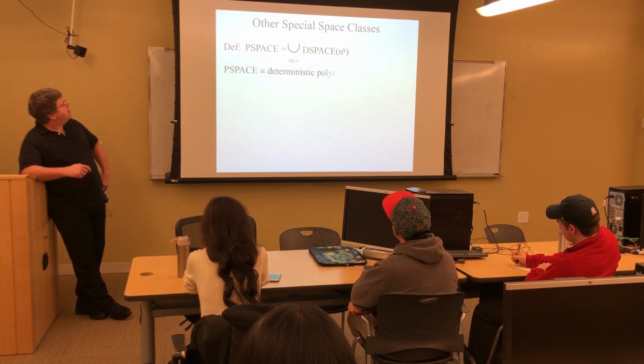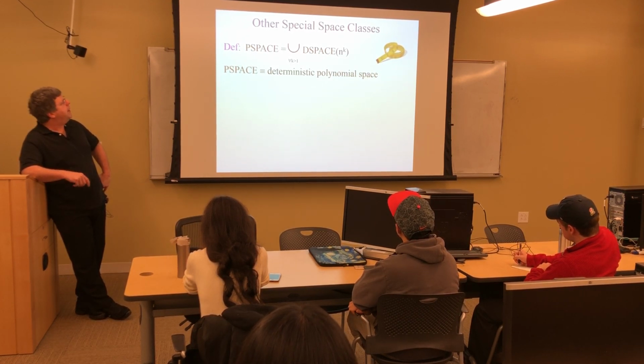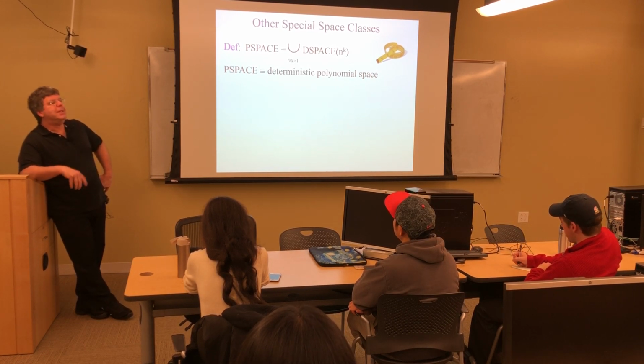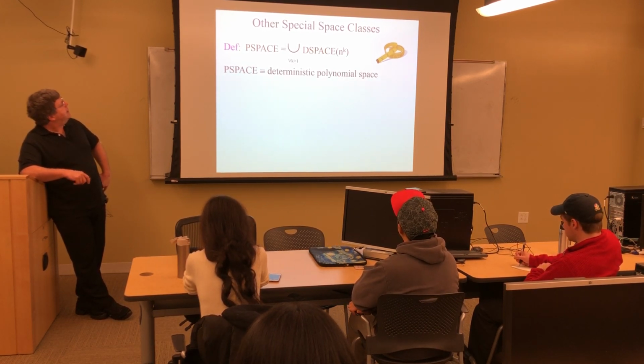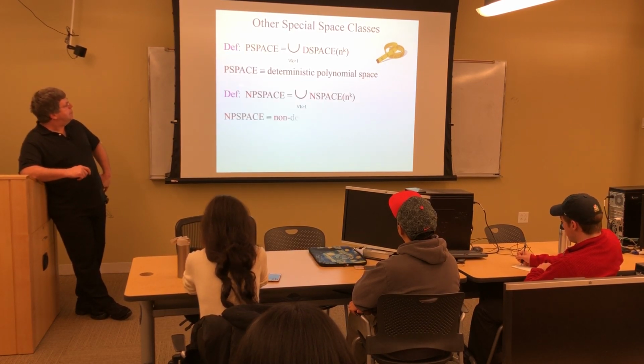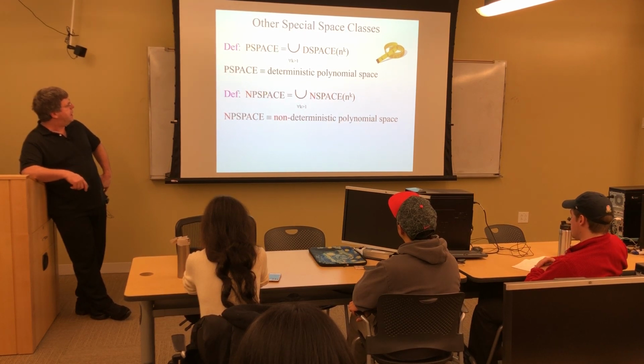Similarly, we define PSPACE as the infinite union of the deterministic space n to the k for all k. So this is all polynomial DSPACE, all polynomial deterministic space classes, all unioned together. Together they give you this class PSPACE. Remember, these are all properties still. P is a property, NP is a property, PSPACE is a property. And all these individual DSPACEs are properties too. And so PSPACE is basically deterministic polynomial space. And we can define NPSPACE as non-deterministic space that's polynomial. The union of all those together gives you NPSPACE.